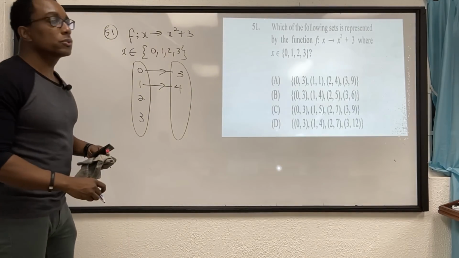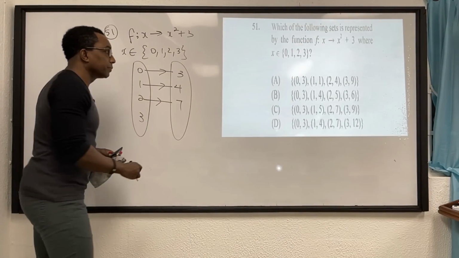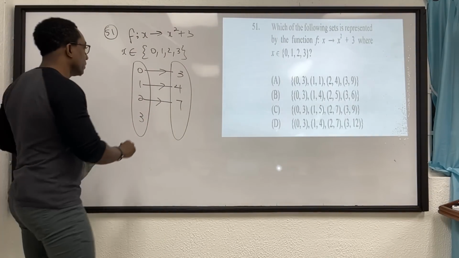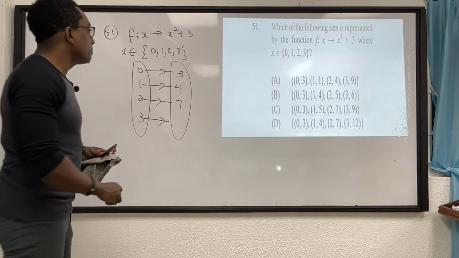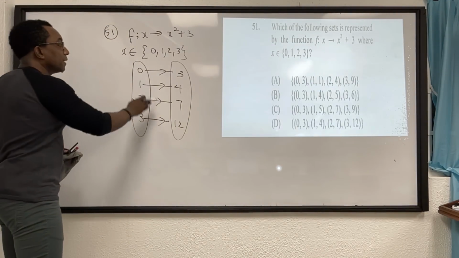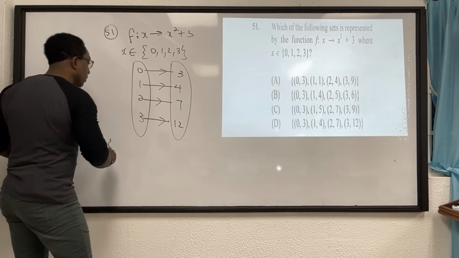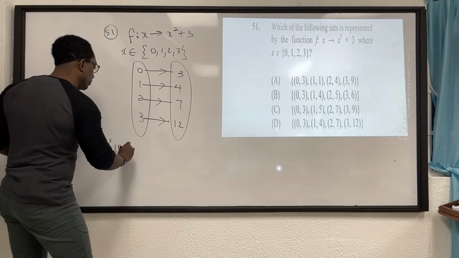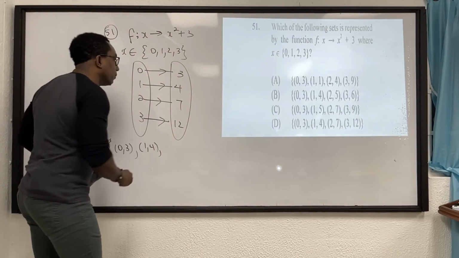2 is mapped onto 2 squared is 4, 4 plus 3 is 7. 3 is mapped onto 3 squared is 9, 9 plus 3 is 12. So we can simply write this as a set of ordered pairs. So this will be open curly bracket 0, 3, one ordered pair. We have 1, 4, another ordered pair.